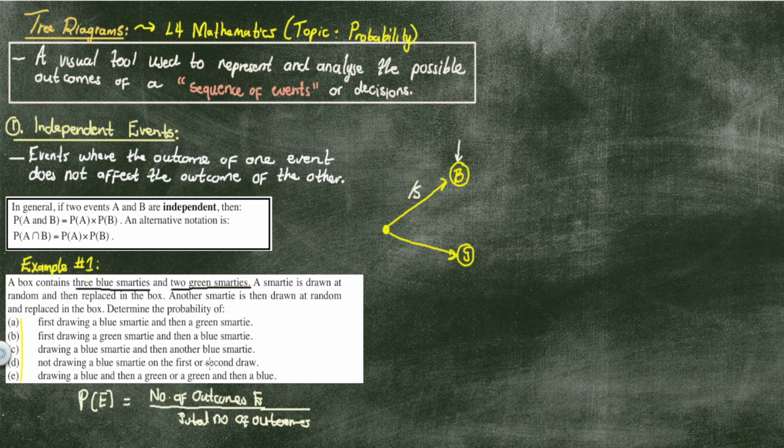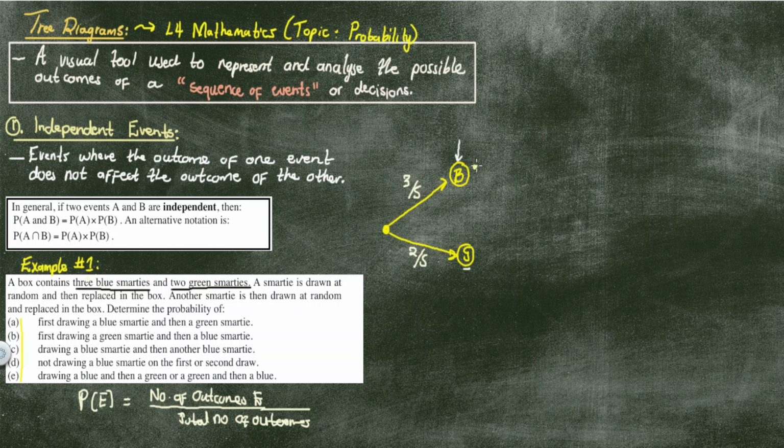Now, what is the probability of me taking out the blue smartie? The smarties that are blue are 3. So the probability of me taking out the blue smartie is 3 out of 5. The probability of me taking out the green smartie is going to be 2 out of 5.